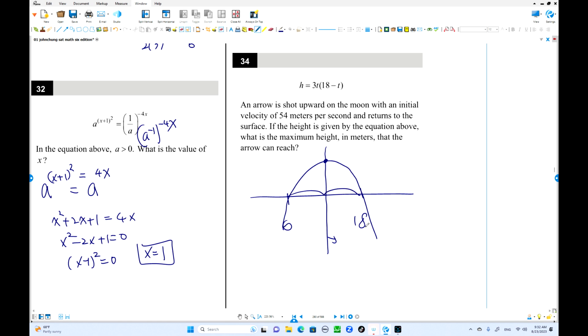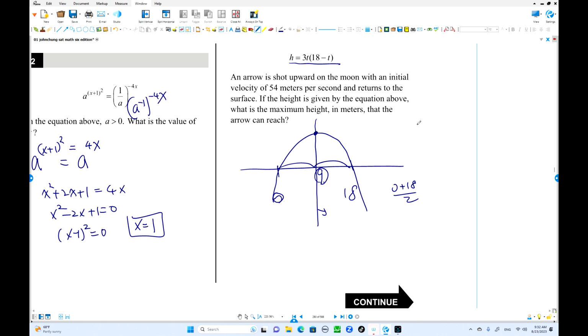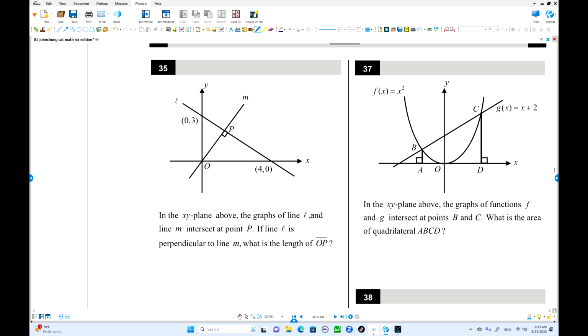So 0 plus 18 divided by 2, the middle point, is 9. We know that. Now put this 9 in the equation and you get the maximum height, the highest point. So h equals how much? Put this number there: 3 times 9 is 27, and 18 minus 9 is 9. How much? 243. That's that. All right, number 35 here.